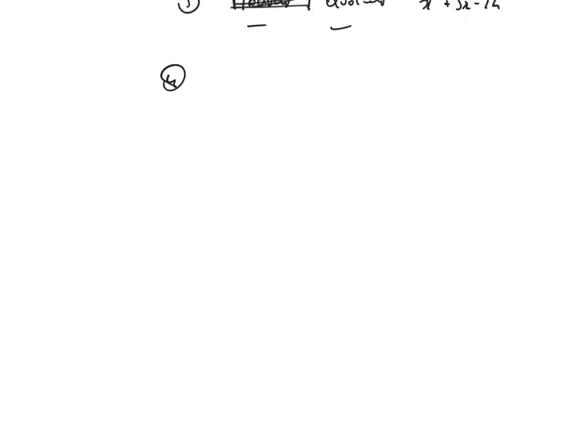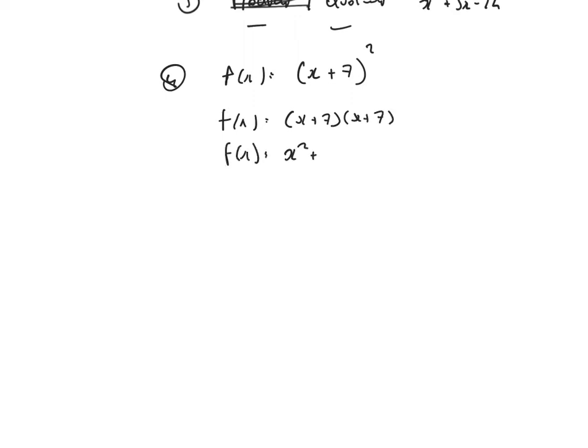Okay, example 4. We've got f of x equals (x plus 7) all squared. Okay, so that's a repetition of the bracket, (x plus 7)(x plus 7), which will be x squared plus 7x plus 7x, which is plus 14x, plus 49. Now I differentiate it to get 2x plus 14, and 49 will go.